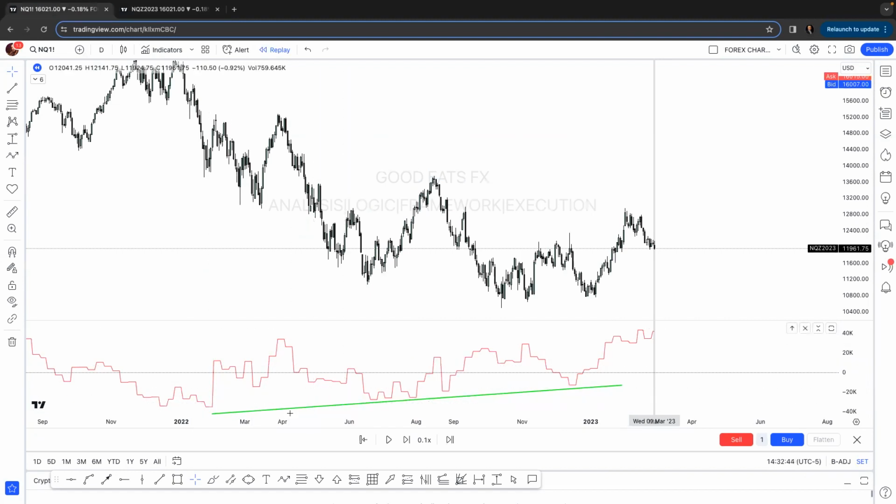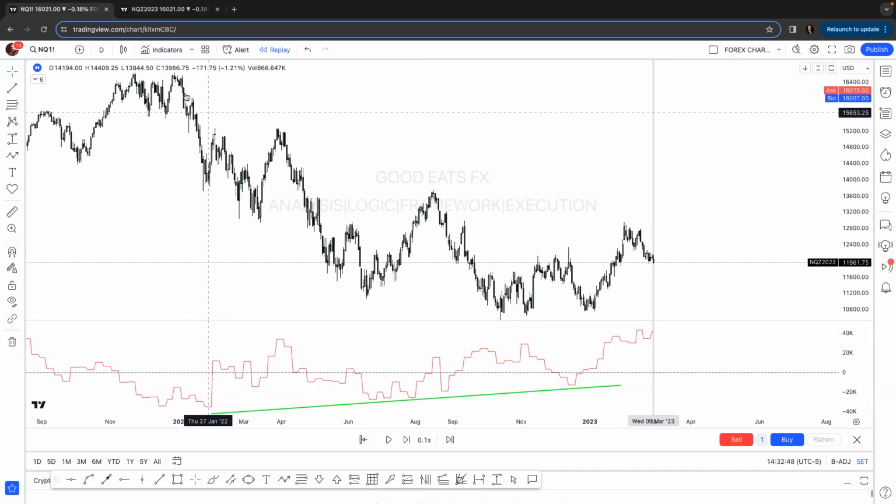You can see from a long standpoint, all of 2022, all of this selling happening, right? All going into 2023, and then we have an increase above zero. Do you see how we increase? It's going into 2023 right here.